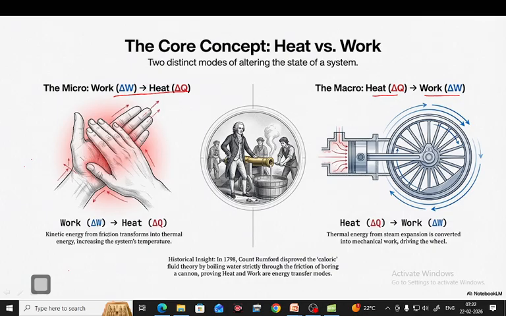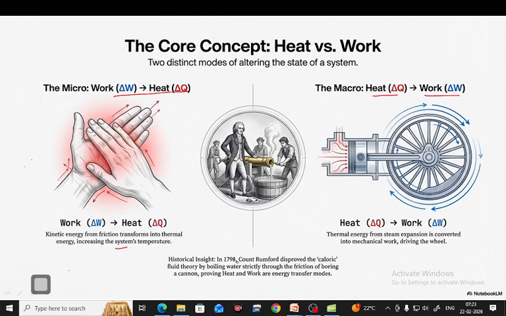Kinetic energy from friction transforms into thermal energy, increasing the system's temperature. Heat to work del W: thermal energy from steam expansion is converted into mechanical work driving the wheel.